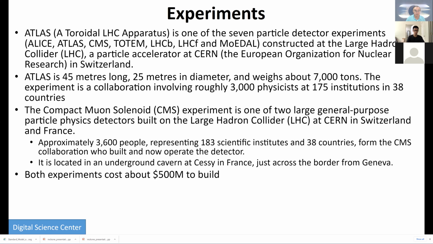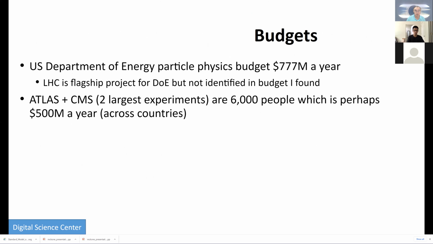And these experiments themselves cost $500 million. And this is largely funded by the Department of Energy. And it's funded at many, well, here it says that it's $777 million a year. That was a few years ago. It's probably gone down, not up.